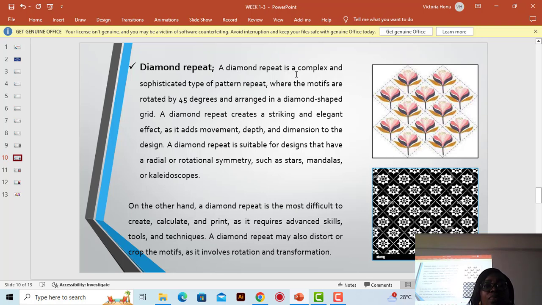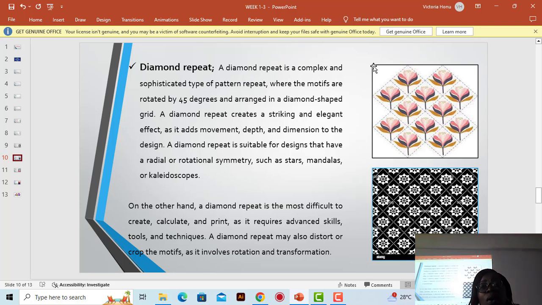A diamond repeat is a complex and sophisticated type of pattern repeat where the motifs are rotated by 45 degrees and arranged in a diamond-shaped grid. Now, this, I should say, is complicated because, though they are also squares, it's a square, just that it is in a diamond form. So you will have to measure your paper like that, whatever measurement.